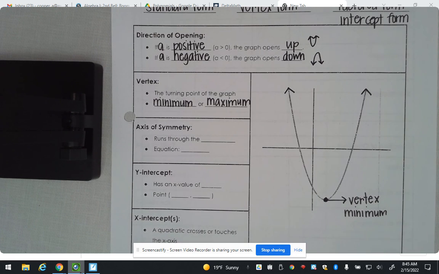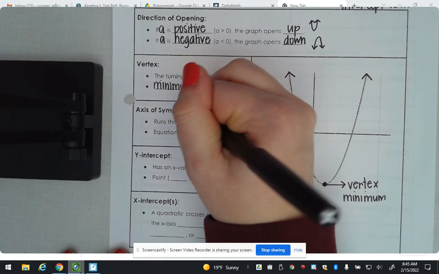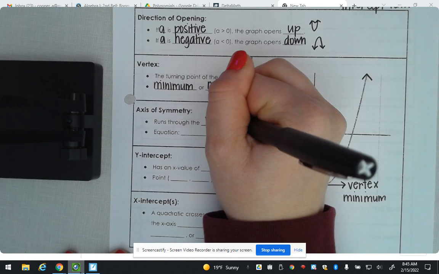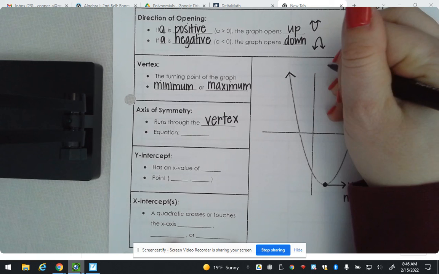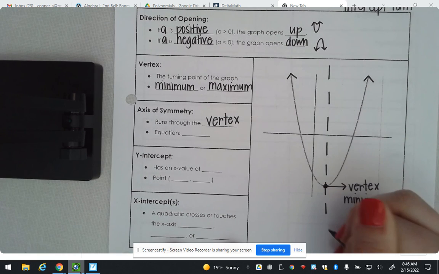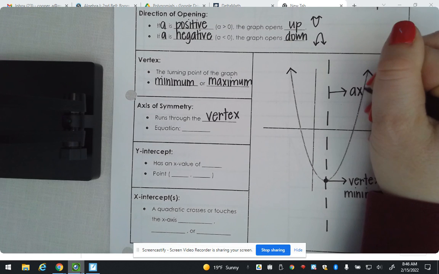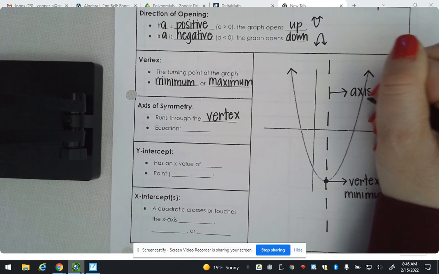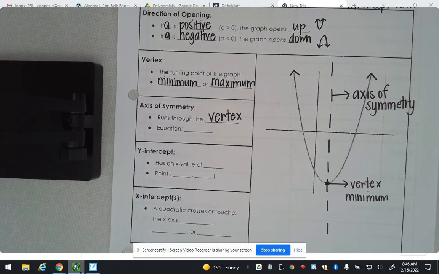Are we all cool with me there? Yeah? Okay. The next thing it has is called the axis of symmetry. Your axis of symmetry runs through your vertex. It's an equation, but it's not like a solid line you're going to see. On Desmos it's going to be graphed as a dashed line, and it's going to run through your vertex. And that's your axis of symmetry.